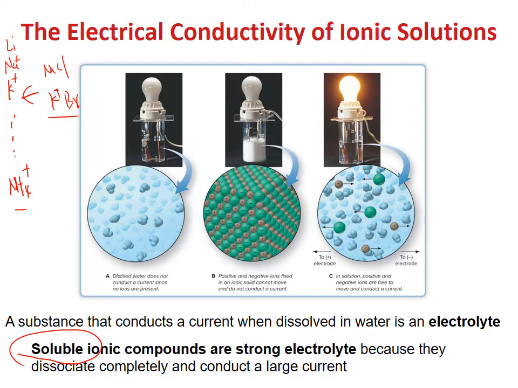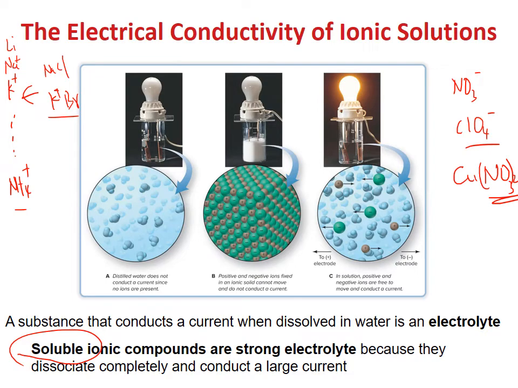Salts containing anions such as nitrate and perchlorate are also highly soluble. For example, copper nitrate, it's soluble. Any salts containing the anion nitrate or perchlorate. We'll explain more later in this chapter.